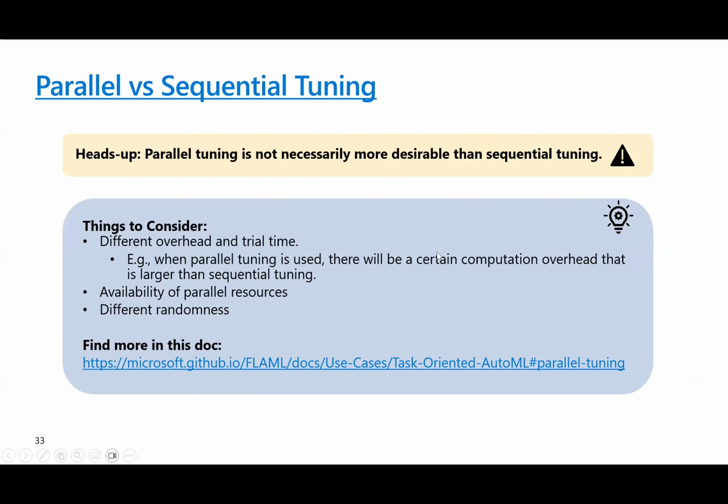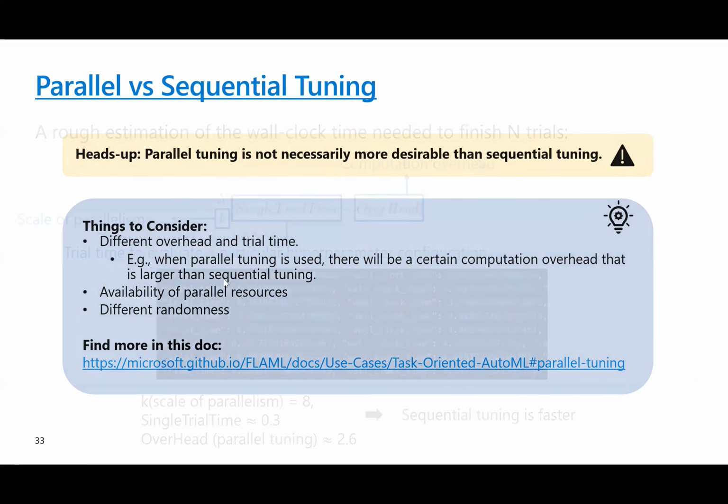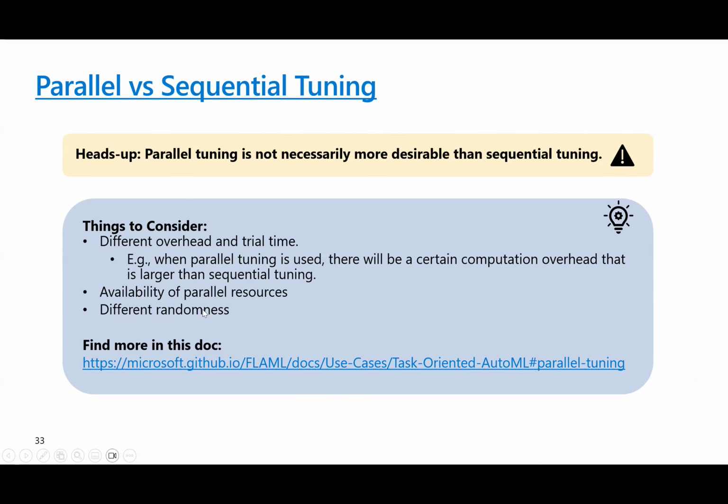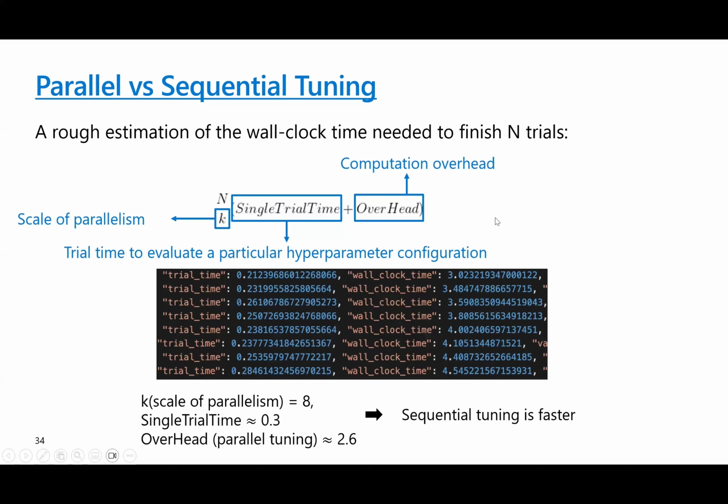What we need to know is that parallel training is not always better than sequential training, because you introduce overhead, like the communication between different trials and nodes, the parallel resource itself may have other overheads, and it is much harder to reproduce your results in parallel training. In this case, each trial costs just 0.2 seconds, but the wall clock time, the actual time you spend, is much longer than the trial time. So in this case, sequential tuning is much faster. Just keep in mind that parallel tuning is not always better.